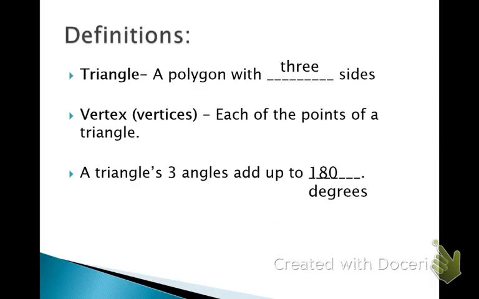Definition: a triangle is a polygon with 3 sides. Triangle, 3-sided polygon. Vertex, or vertices is the plural of vertex, is each of the points of a triangle. It's where the sides meet. A triangle's 3 angles add up to 180 degrees.